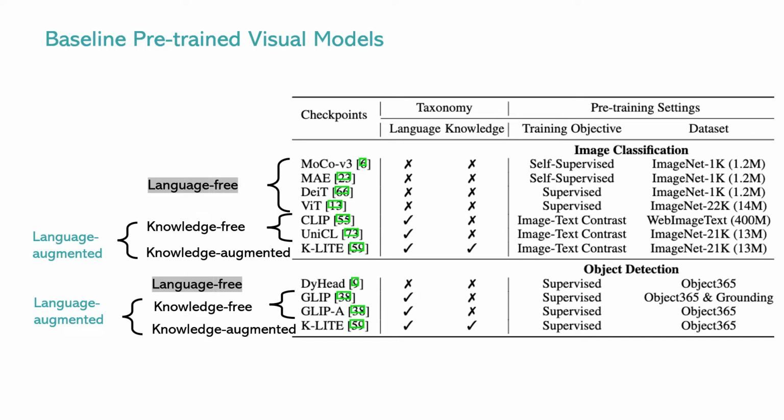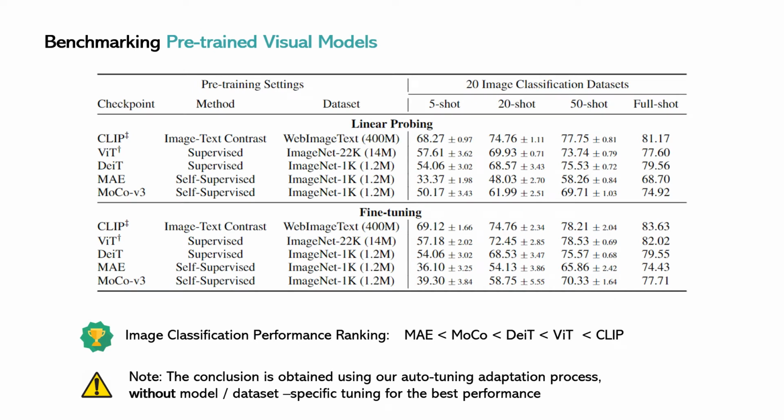Language-free approaches are models like ViT or MAE with no language information used in pre-training. We report the average score of 20 image classification datasets under different shots. Surprisingly, we find that some model performance ranks differently from previously reported results. For example, MAE is worse than MoCo v3, self-supervised learning is worse than supervised learning, and it turns out that vision language model CLIP performs the best. Note that our conclusion is obtained using the automatic hyperparameter tuning toolkit and a simple data augmentation for all models to ensure a fair comparison.